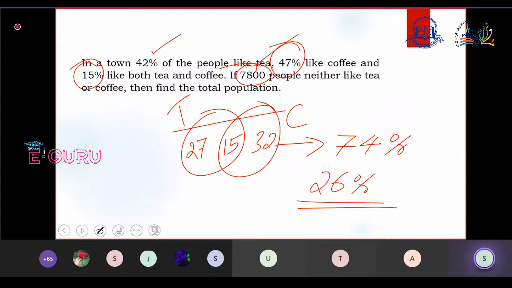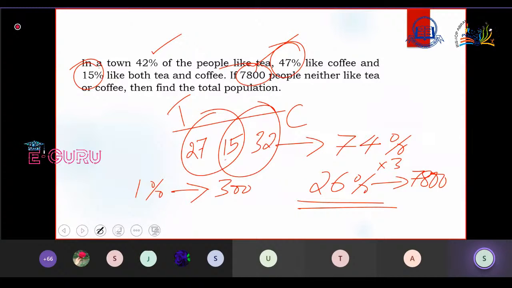And their number is given as 7,800. So 26% is 7,800. Just avoid percentage here. 26 into 3, right? 78. So we can say that if 26% is 7,800, 1% representing 7,800 divided by 26, that is 300, right?